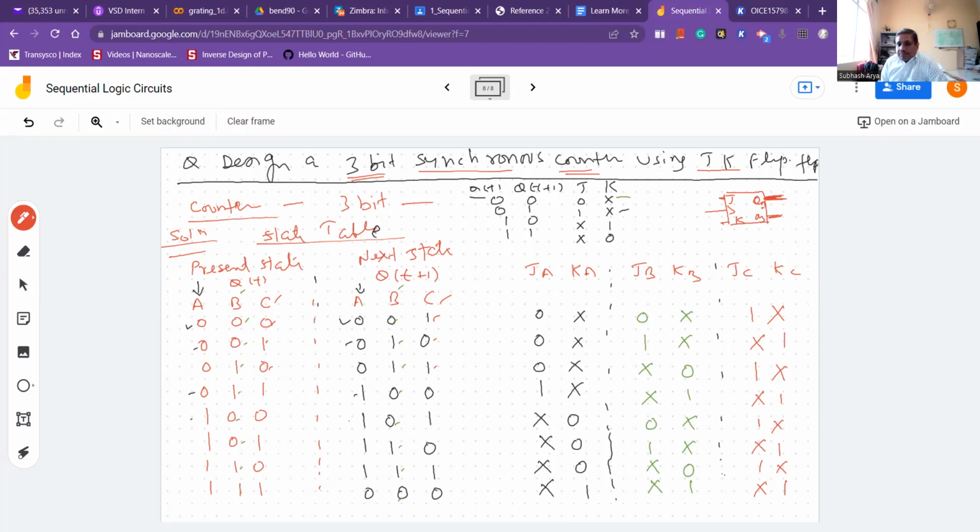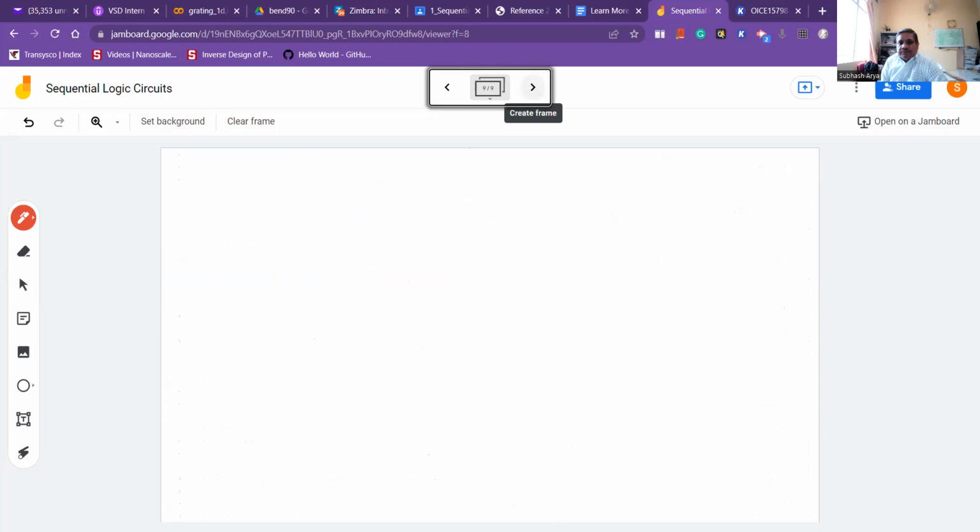The next step is to find the Boolean expressions for JA and KA, JB and KB, JC and KC, using the Karnaugh map. We did a 3-variable K-map here. So I will go to the next page.